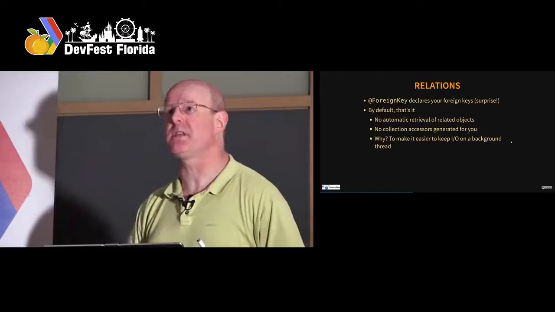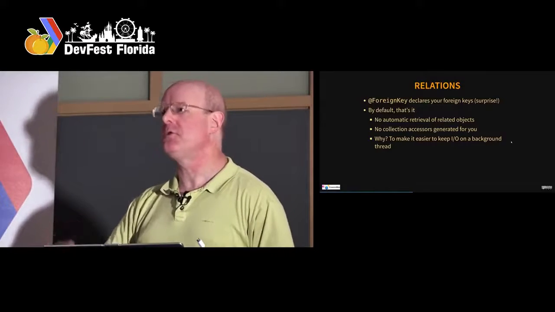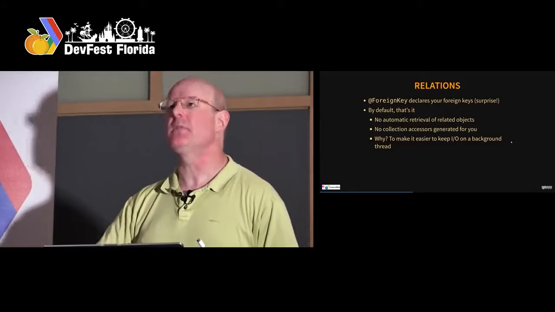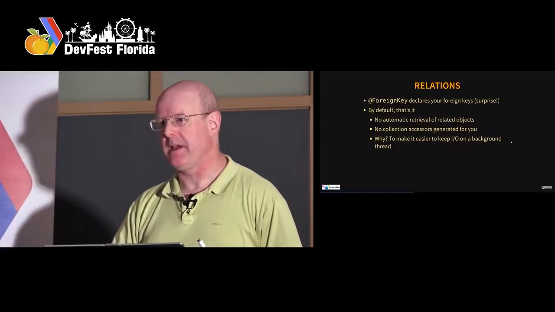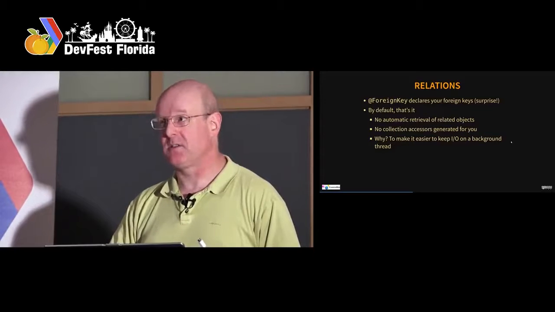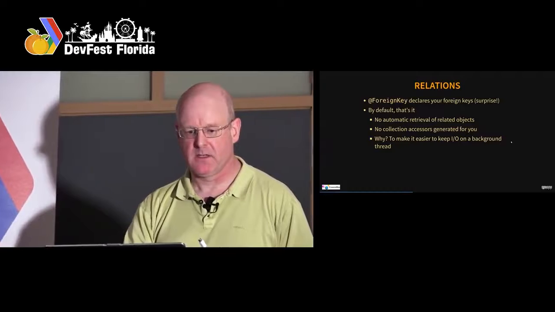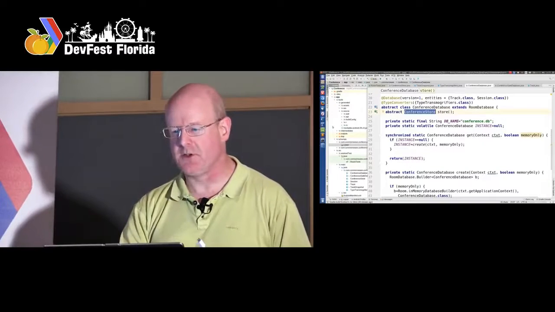And so Google specifically was setting this up to try to make it difficult for you to do the explicitly wrong thing. Try to make it difficult for you to accidentally retrieve related objects on the main application thread. The downside is, well, somehow we've got to get those related objects. Now, one possibility is that we can just do some fairly simple querying.